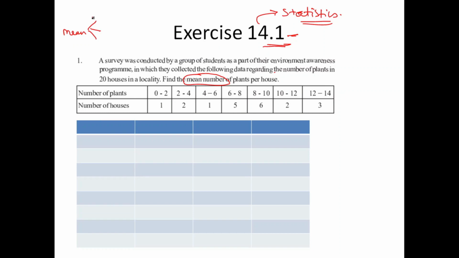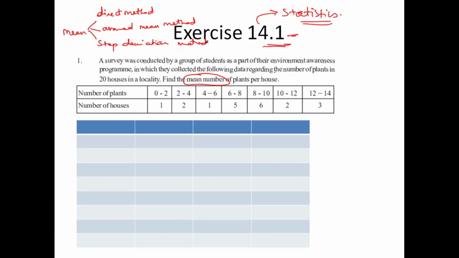The first one is your direct method, which we are using now. So we'll see which method we'll be using. The next one is your assumed mean method. The next one is the step deviation method. So depending on the situation, we will be looking at all these examples over here.